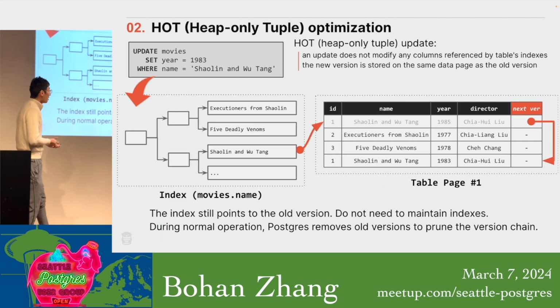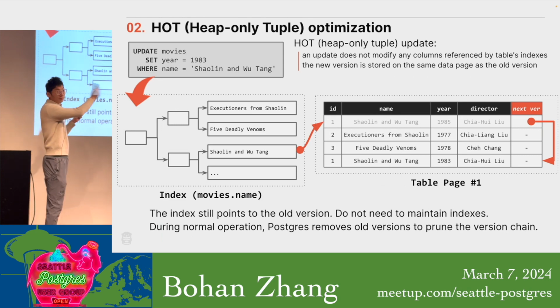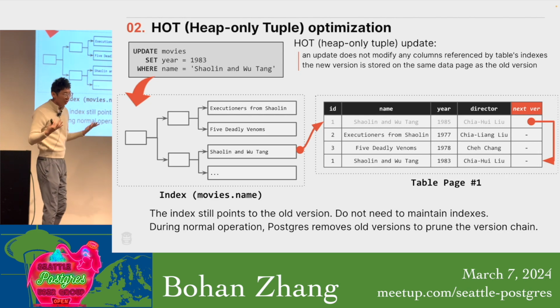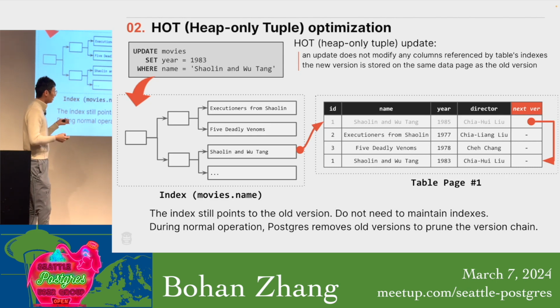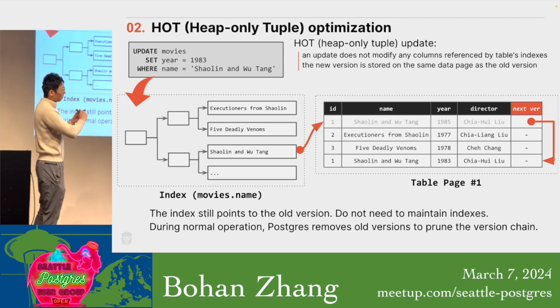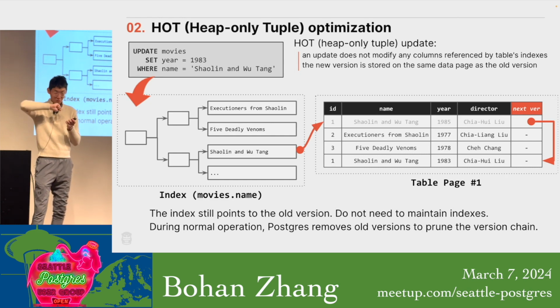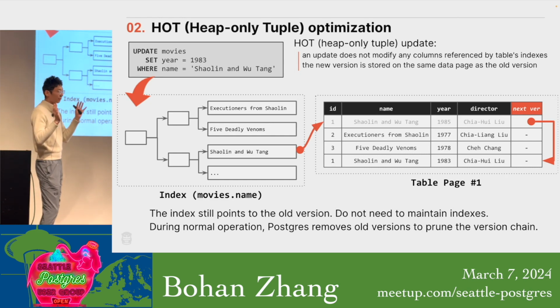For a HOT update, we don't need to add any entries in the index. We still have an entry point to the old version, so in this way, we don't need to maintain an index. Also, during normal operations, Postgres will remove the old versions to prune the version chain. So we don't have too much index maintenance overhead. We also prune the version chain so that we improve the read performance, because the depth of the version chain is reduced. So this is called HOT optimization.